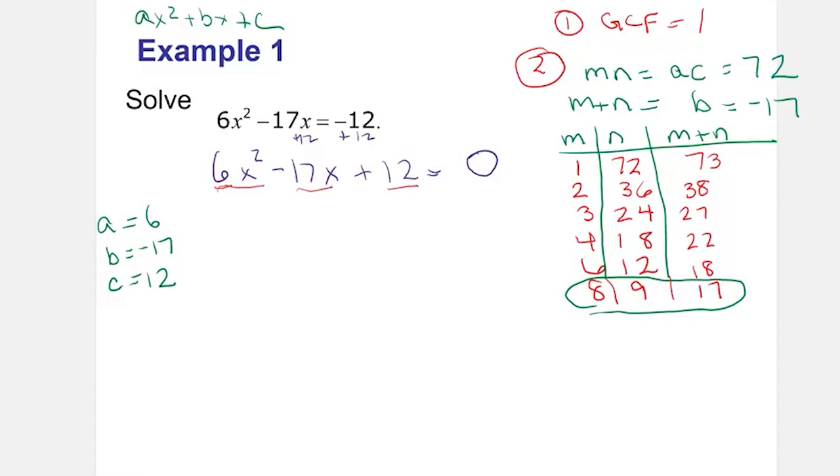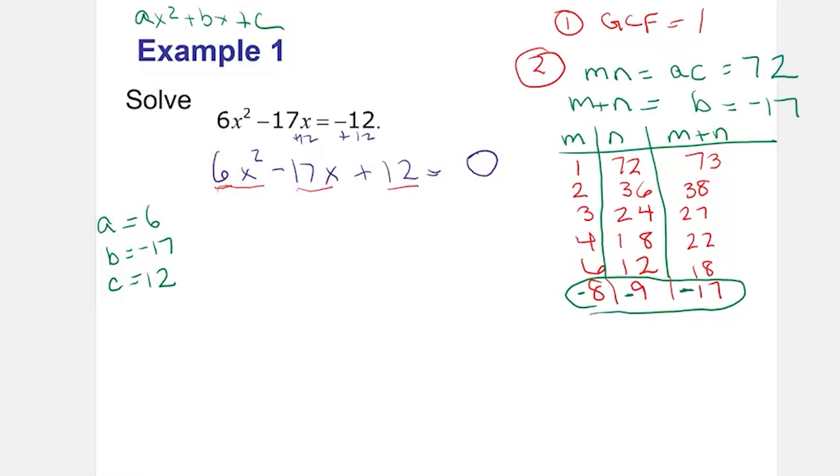But notice I have negative 17. So now I have to figure out what signs I need. The only way I can multiply two numbers together to get a positive number is positive times positive or negative times negative. So they both have to be negative. And then when I add these, I get negative 17.